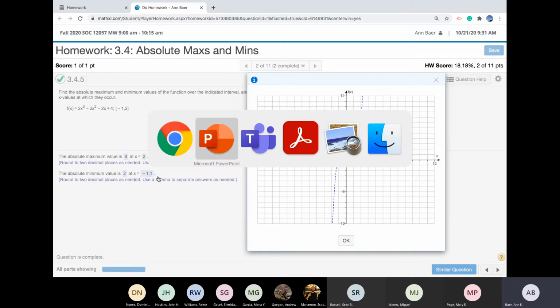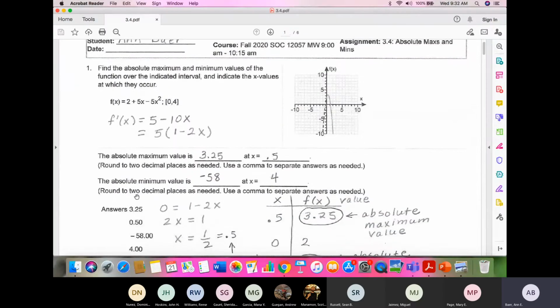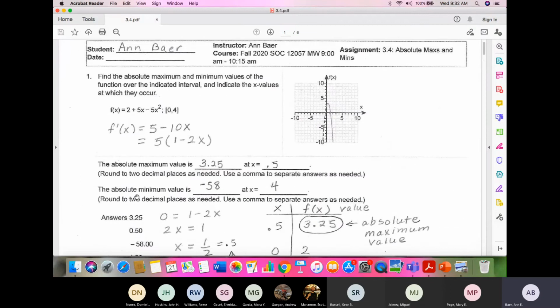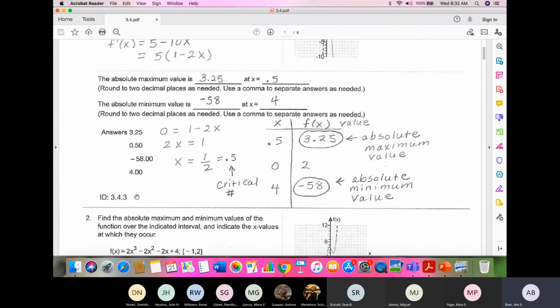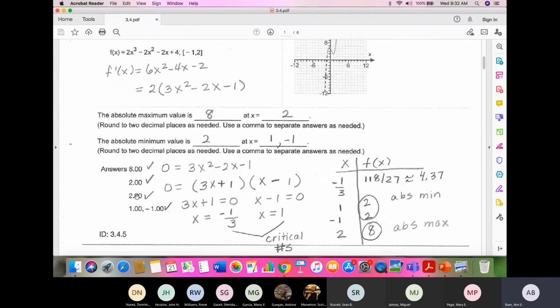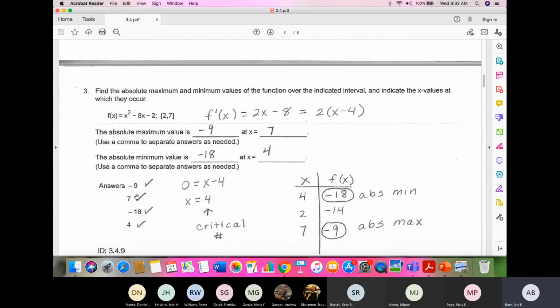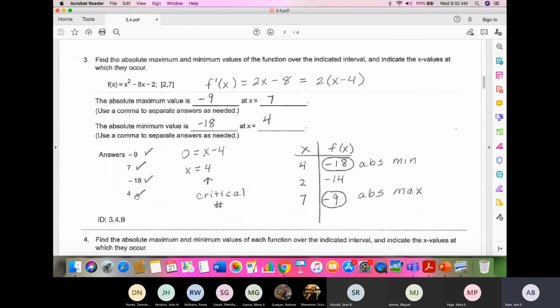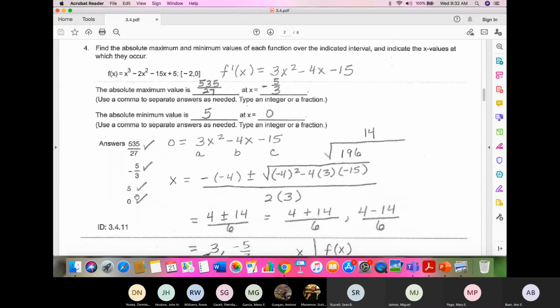Now, let's go into my notes here. I did write out 1 and 2 pretty thoroughly, like you would for other problems that we're going to do. Let's take a look at number 4. Number 4 states, find the absolute maximum and minimum values of each function over the indicated interval and indicate the x values at which they occur.